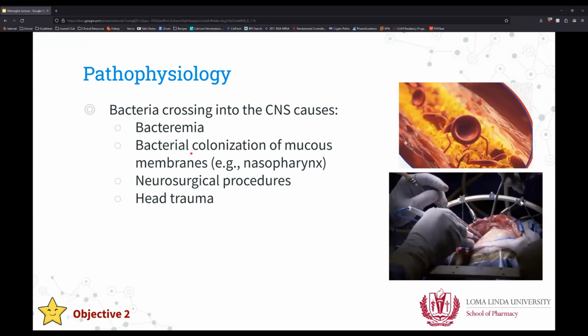Other thoughts are going to be bacterial colonization of our mucous membranes, especially our nasopharynx. Another one is going to be our oropharyngeal area, and then neurosurgical procedures. This is in the case of any procedures where there's open brain or open head surgery, which provides an opportunity for organisms to directly bypass and enter the central nervous system. So that is high risk in terms of what can be a post-procedural complication. And then furthermore, if we have any head trauma, that is going to be direct insertion of organisms from the outside into our sterile environment.